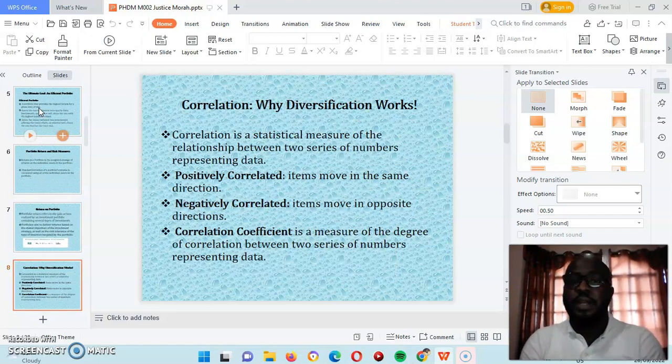We have the correlation and why diversification works. Correlation is a statistical measure of the relationship between two series of numbers representing data. We have the positively correlated, where items move in the same direction. Then we have the negatively correlated, which means that the items move in opposite directions. We have the correlation coefficient, which measures the degree of correlation between two series of numbers representing data.